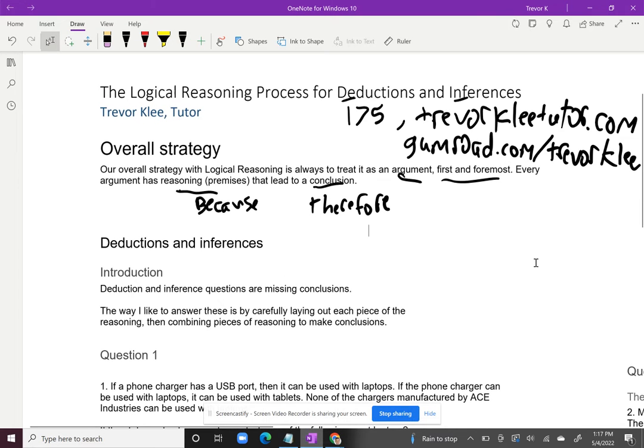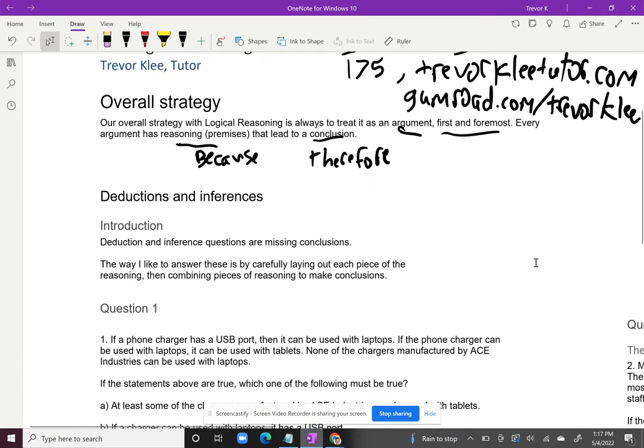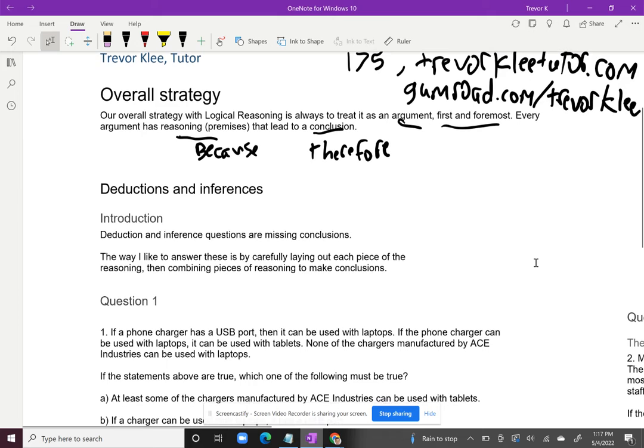Now, deductions and inferences, which is what we're talking about today, are going to be a little different than most of our logical reasoning questions. Why? Because deduction and inference questions are missing conclusions. They only have the because portion, they don't have the therefore portion. So how do we answer these? The way I like to answer these is by carefully laying out each piece of the reasoning and then combining pieces of reasoning to make conclusions. So we have our because, we're going to lay out 1, 2, 3, and then in our answer choices, we're going to find our therefore.